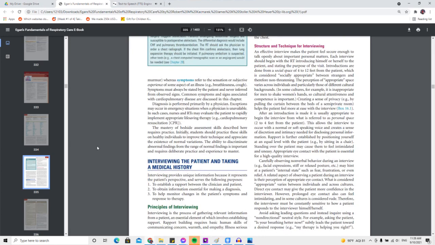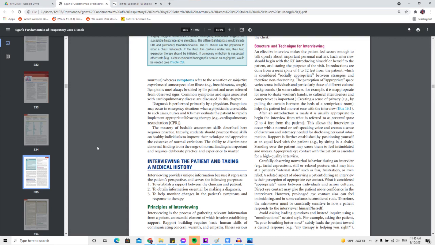Structure and technique for interviewing. An effective interview makes the patient feel secure enough to talk openly about important personal matters. Each interview should begin with the RT introducing himself or herself to the patient and stating the purpose of the visit. Introductions are done from a social space of 4 to 12 feet from the patient, which is considered socially appropriate between strangers and therefore non-threatening.